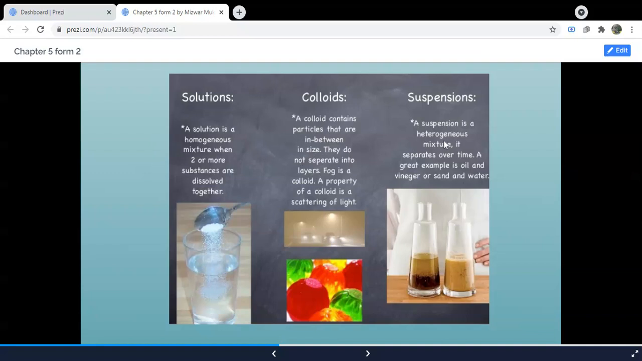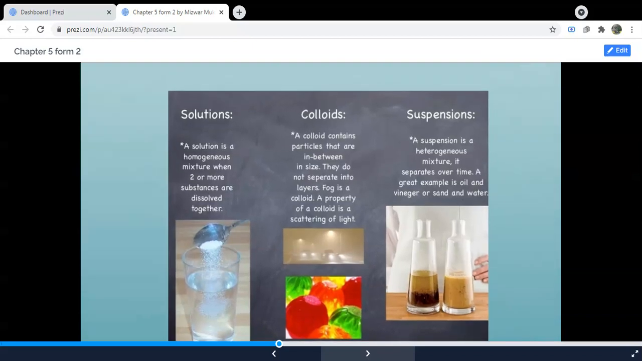Suspension is a heterogeneous, maksudnya dia insoluble. For example, sand and water, Milo, air teh, semua tu adalah kategori sebagai suspension. Colloid ni kamu ingat macam dengan air susu, agar-agar, kabus, semua tu adalah example of colloids. Solution simple. Sugar solution, salt solution. Dah mesti clear lah solution.